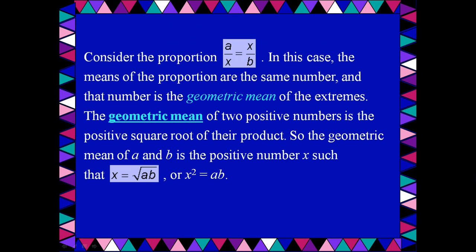If we consider proportions, such as A over x equals x over B, the means of the proportion are the same number, and that number is the geometric mean of the extremes. The geometric mean of two positive numbers is the positive square root of their product, so either x equals the square root of AB, or x squared equals AB.